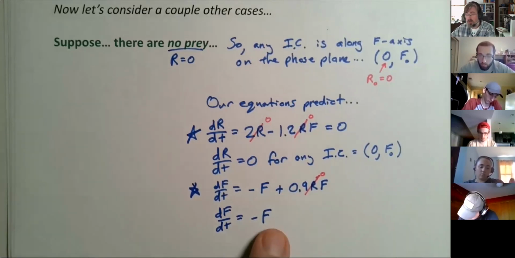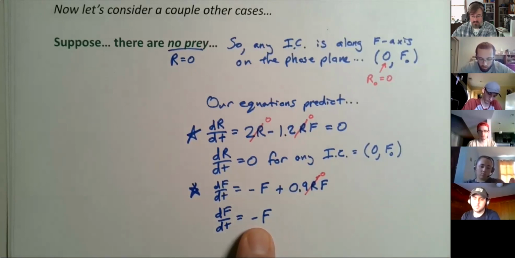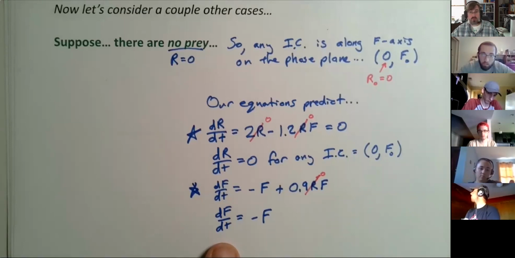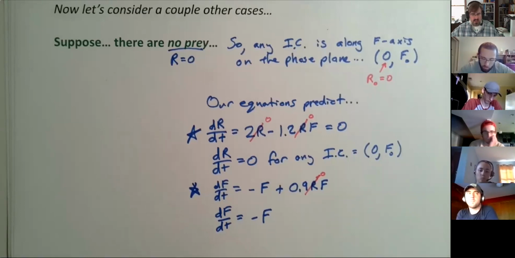And so whatever you plug in as your initial population for the fox population, that determines how quickly the fox population will decay, right? There's a decline in the fox population. So if you have an initial fox population of 1 unit, then initially it's going to decay at a rate of 1 unit per time. If you have an initial fox population of 2 units, then it's going to decay faster. This is exponential decay, as we've seen it before.